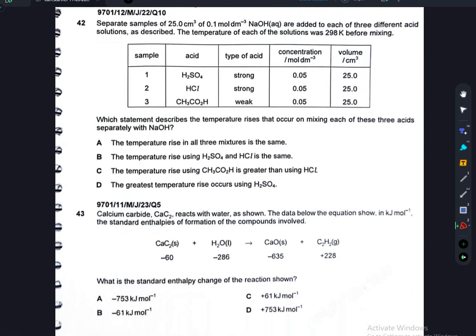So this is a very tricky question. Question 42, again a very tricky question. Separate samples of 25 cm cube of 0.1 mole per decimeter cube NaOH are added to each of the three different acid solutions as described. The temperature of each of the solutions was 298 Kelvin before mixing. Which statement describes the temperature rises that occur on mixing each of these three acids separately with NaOH?